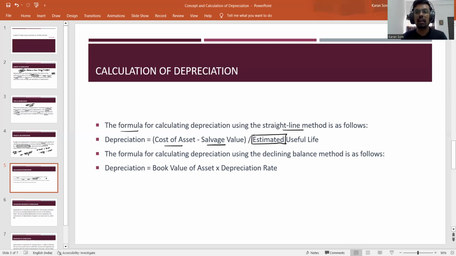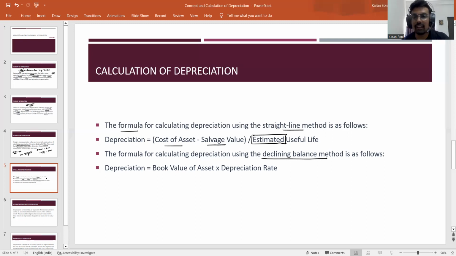So he applies depreciation on the basis of his estimation. He estimates that I'll be able to use this asset for 3 years, so I'll apply depreciation as per 3 years, so he'll divide the total cost by 3. Simple. Okay, next, the formula for calculating depreciation using the declining balance method.